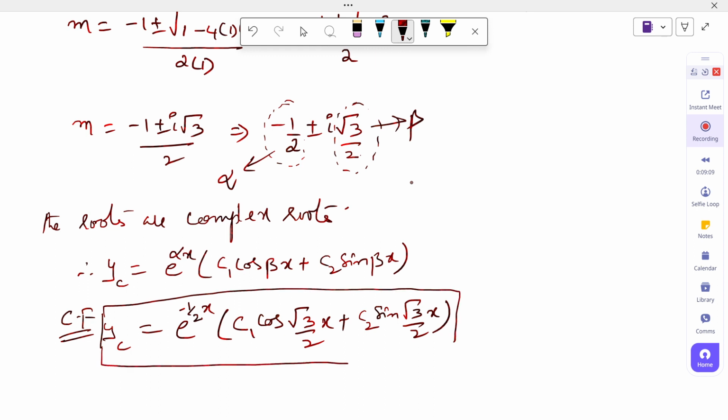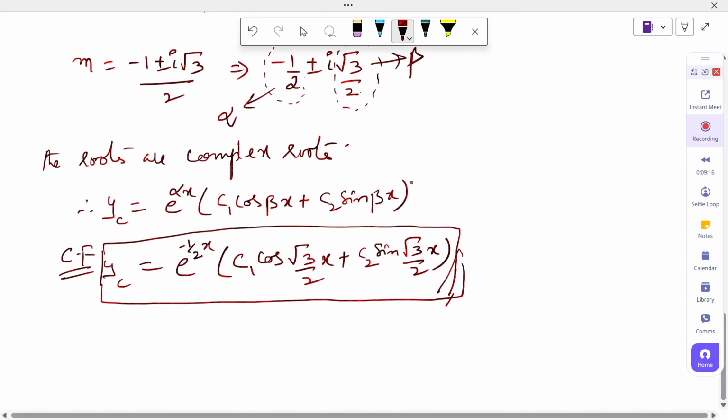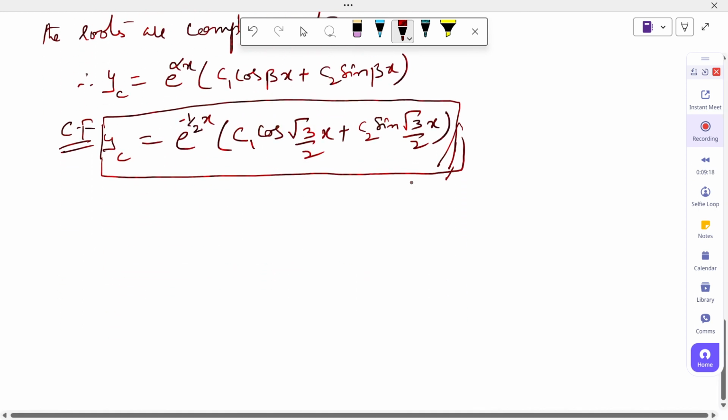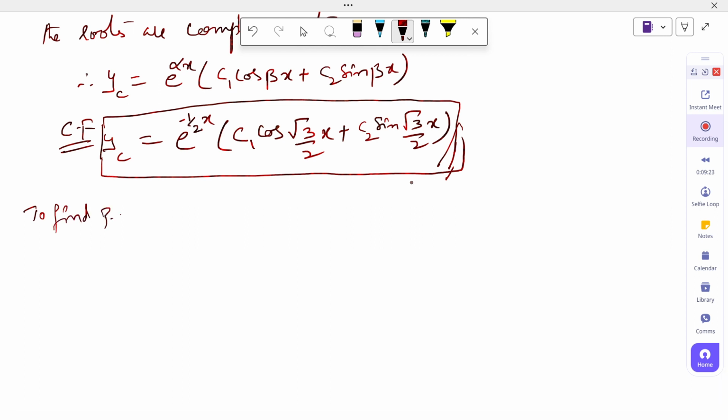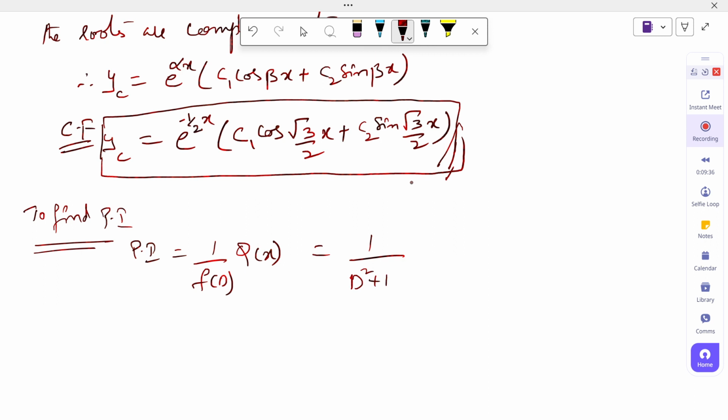This is over. Our complementary function is completed. Half of the problem is over. Now we have to find the particular integral, the second half. The particular integral P.I. is equal to 1 by f of D into Q of x, where f of D is equal to D square plus D plus 1, and Q of x is equal to x to the power of 3.